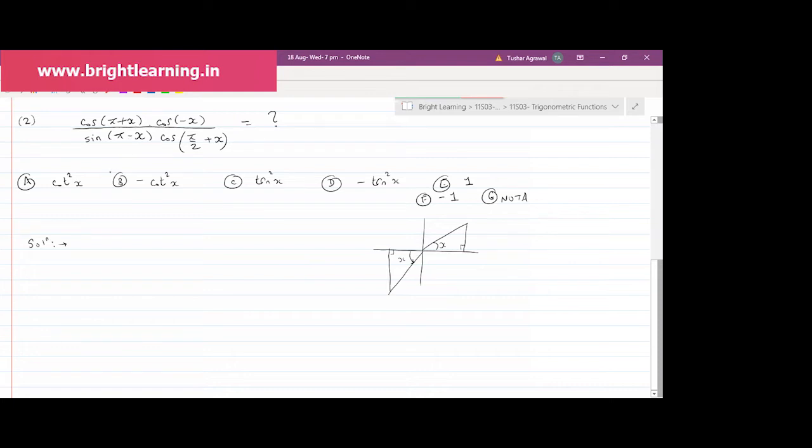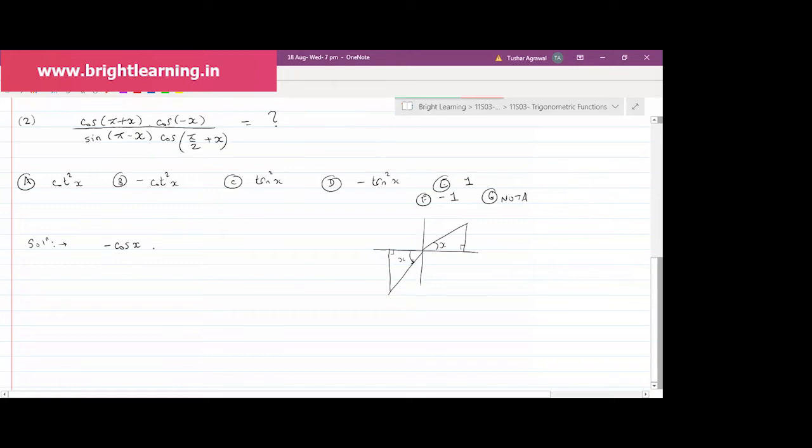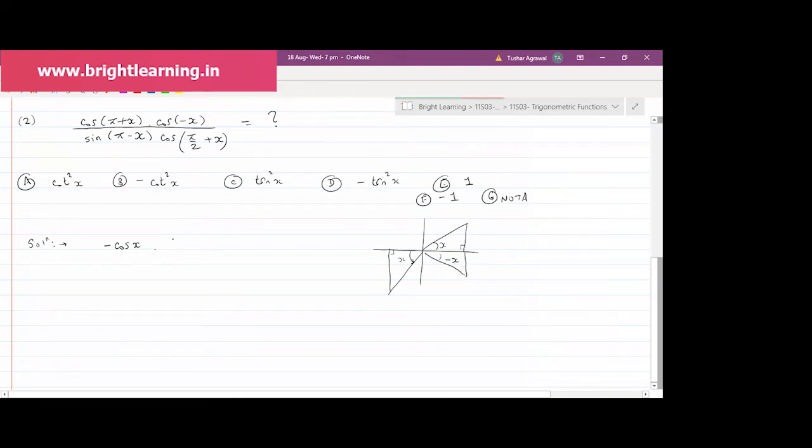So cos of pi plus x, its relation with cos x: the magnitude will be the same, just the signature will be opposite. This is the value of cos of pi plus x. Can you see this? So it is cos x with a negative sign. And cos of minus x: can you see that negative x will be somewhere over here? This will be negative x. So cos of x and cos of minus x make no difference.